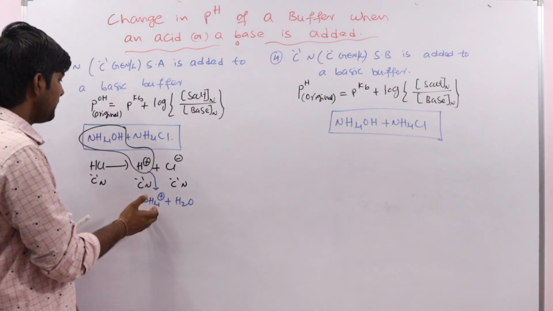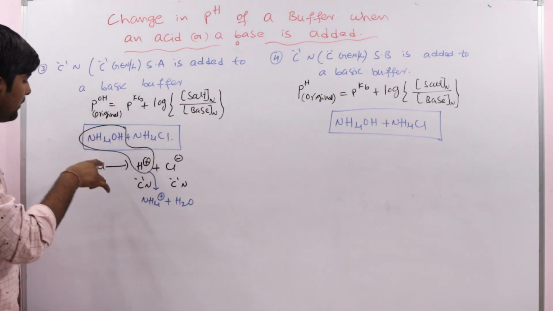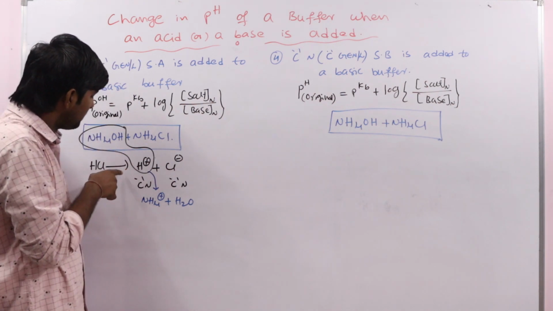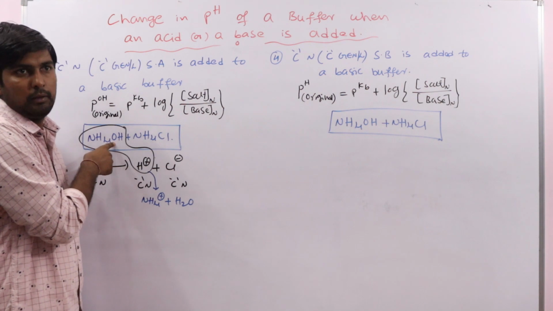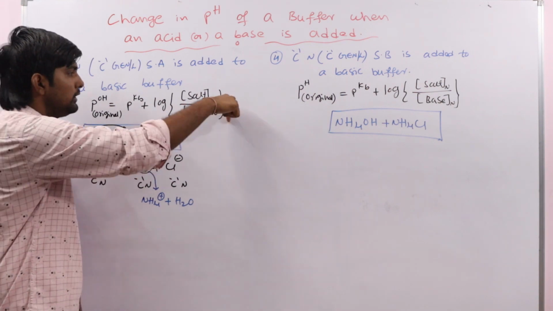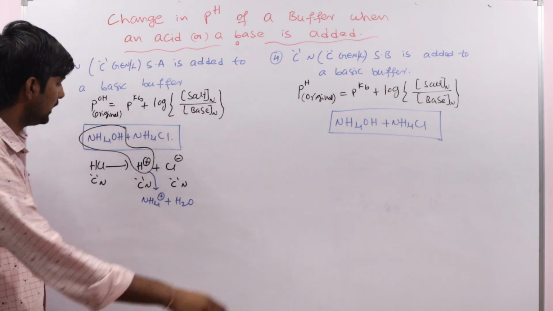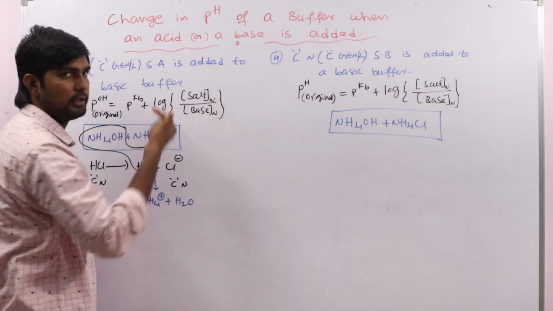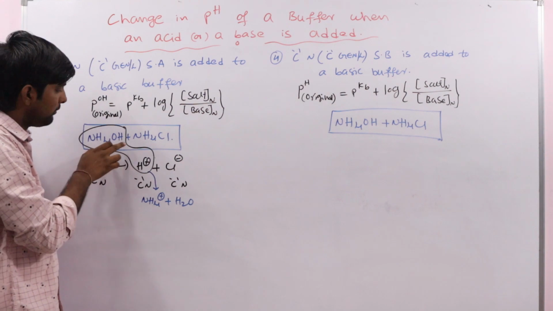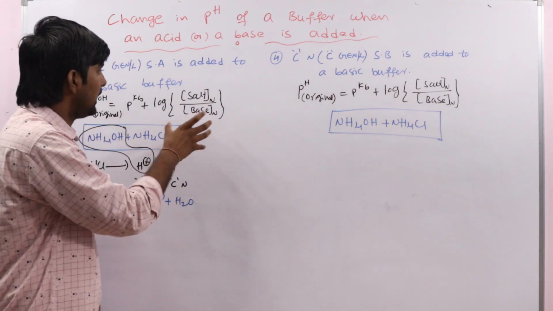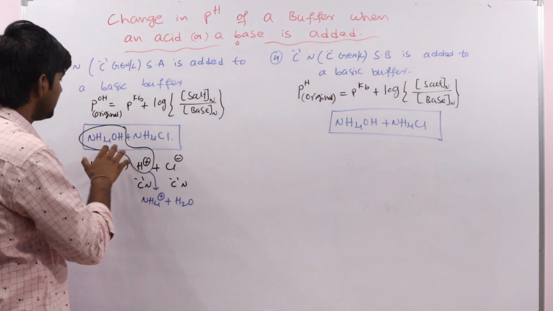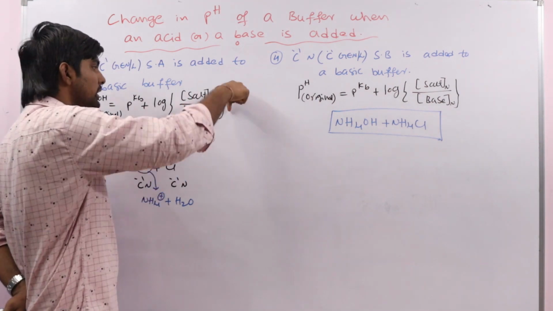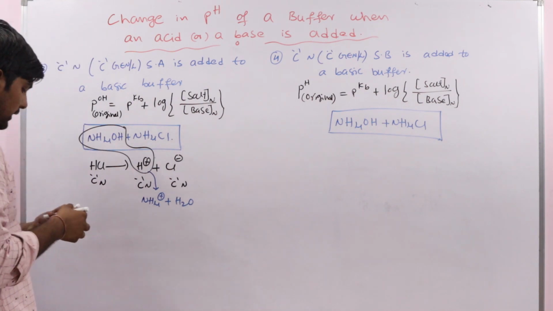Now what is happening when acid is added to the basic buffer? H+ ions from the acid react with the base, meaning whose concentration decreases? Base concentration decreases. Whose concentration is increasing? Salt concentration is increasing. Yes or no? Because when the base reacts with H+ ion, the salt, or conjugate acid of this base, is formed. So this concentration increases and this concentration decreases.